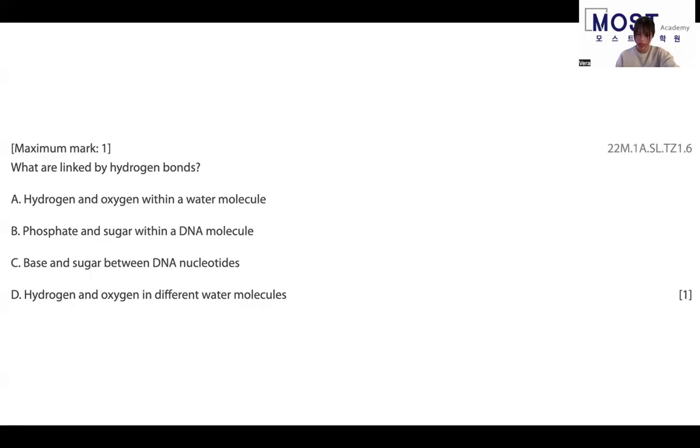So option A says hydrogen and oxygen within a water molecule. We know that a water molecule is composed of one oxygen atom and hydrogen atoms attached on the side. And it's referring to this bond right here, right? And inside a single water molecule, the bonds between hydrogen and oxygen are covalent bonds, not hydrogen bonds. So this one's incorrect.